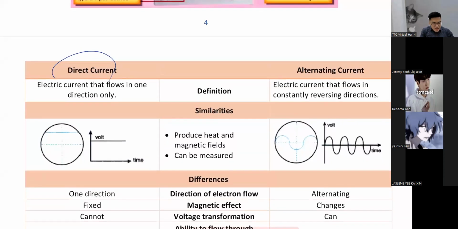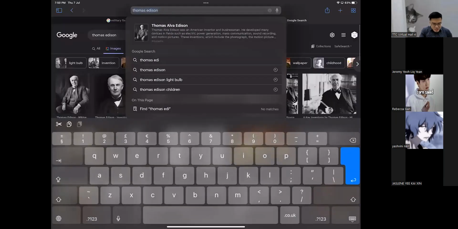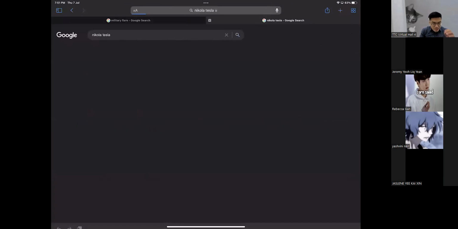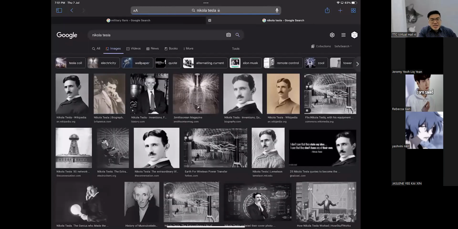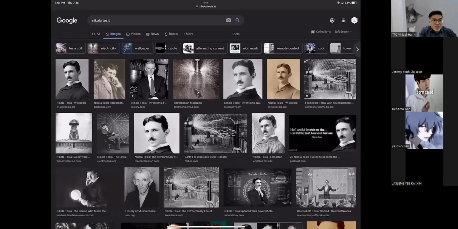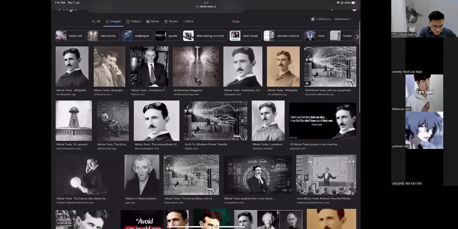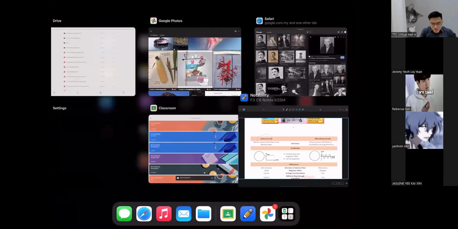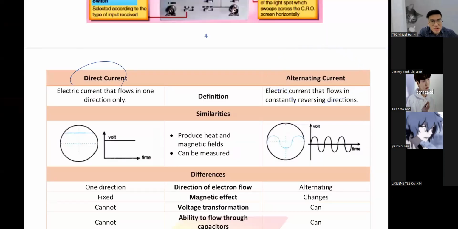Whereas Tesla, the genius behind AC, he pushed for AC. Nikola Tesla believed that AC is the future. And you know what's the sad story? He died alone and poor, while Edison, that asshole, that prick, died a billionaire. So can you see how this world is not fair? You are using AC today because of Tesla. Without AC, we wouldn't be able to use electricity.